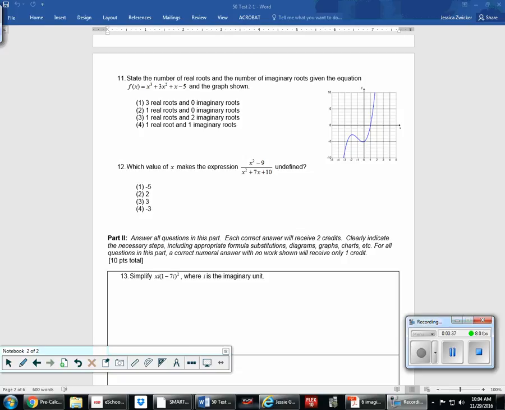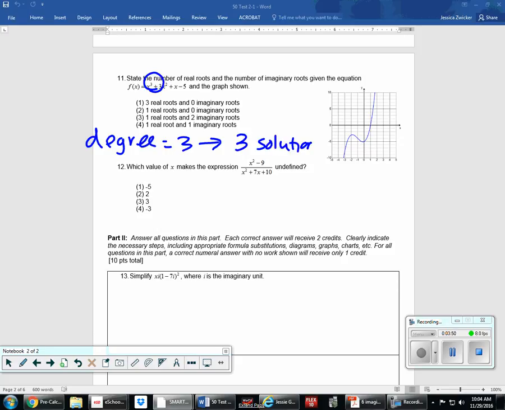Another question that was frequently missed was number 11. If you look at 11, the degree of the function is 3. Since the degree is 3, that means that there are going to be 3 solutions. Now, we've learned that real solutions are solutions that cross the x-axis. So we have 1 real solution. If there's supposed to be 3, that means we've got some imaginary solutions. If one of the solutions is real, that means that 2 must be imaginary, because the total number of solutions is equal to the degree of 3.